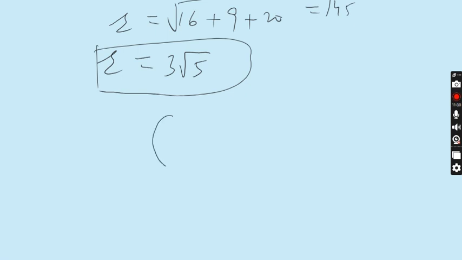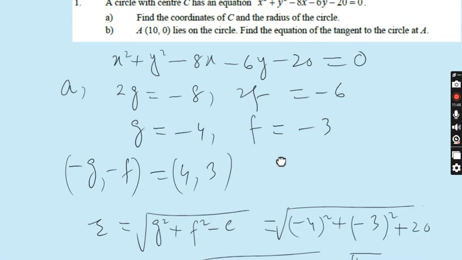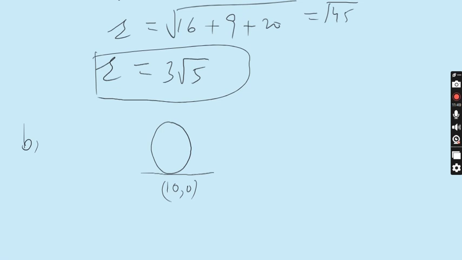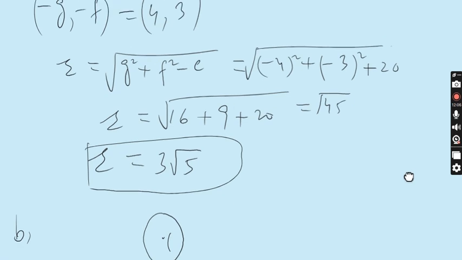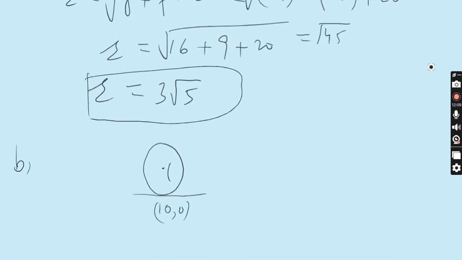So this is the circle. Part B, and point A touches the circle, and the question is: find the equation of the tangent to the circle at A. Very easy. The coordinates of the center are 4, 3, and this is the point A.